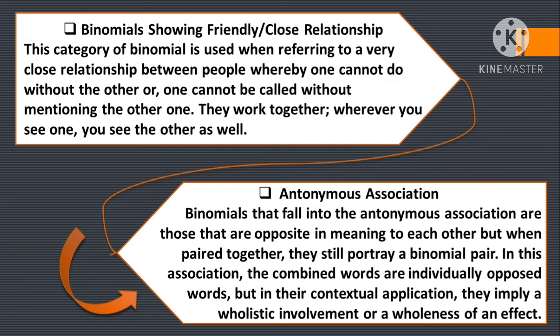The second one is antonymous association. Binomials that fall into the antonymous association are those that are opposite in meaning to each other, but when paired together, they still portray a binomial pair. In this association, the combined words are individually opposed words, but in their contextual application, they imply a holistic involvement or a wholeness of an effect.